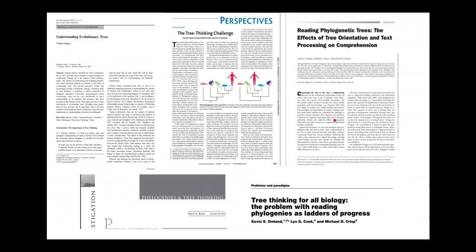Understanding trees and all their variants and nuances can be difficult. So here are some papers, many of which are the ones where I got the figures for this talk. You can check these out for further information. Understanding Evolutionary Trees by Gregory and The Tree Thinking Challenge by Baum et al. are highly recommended.